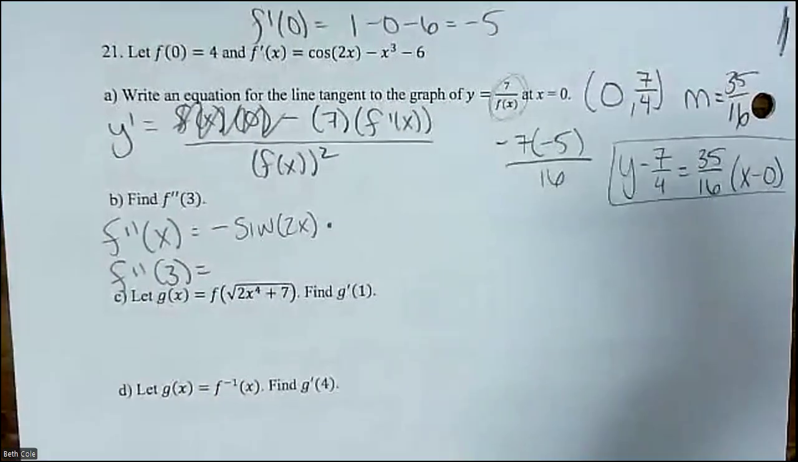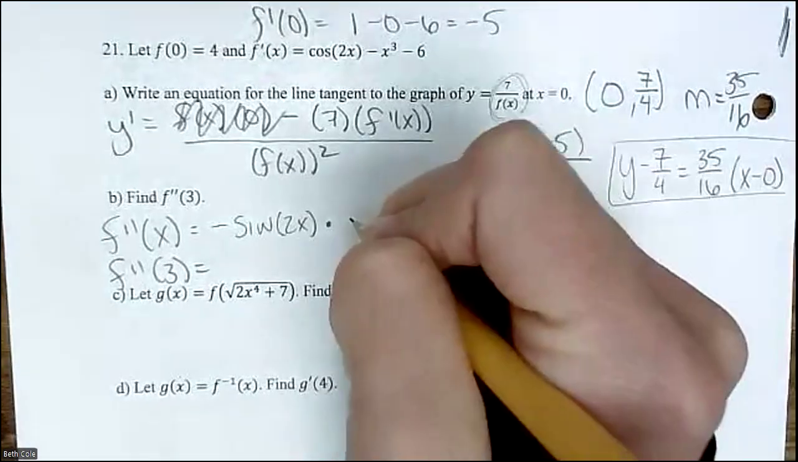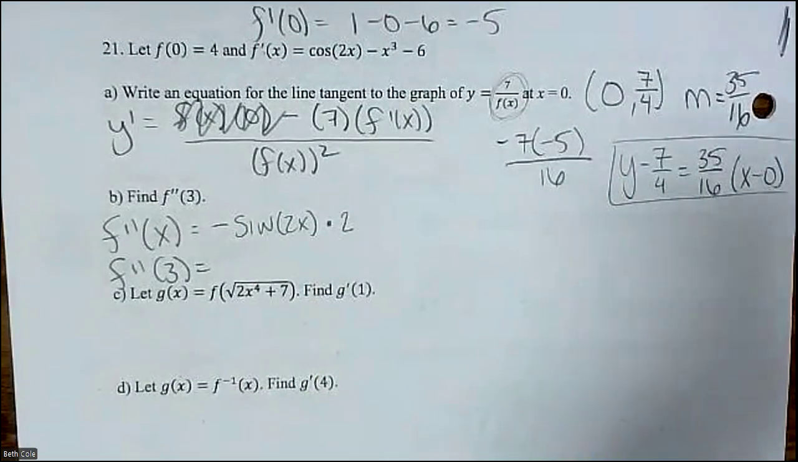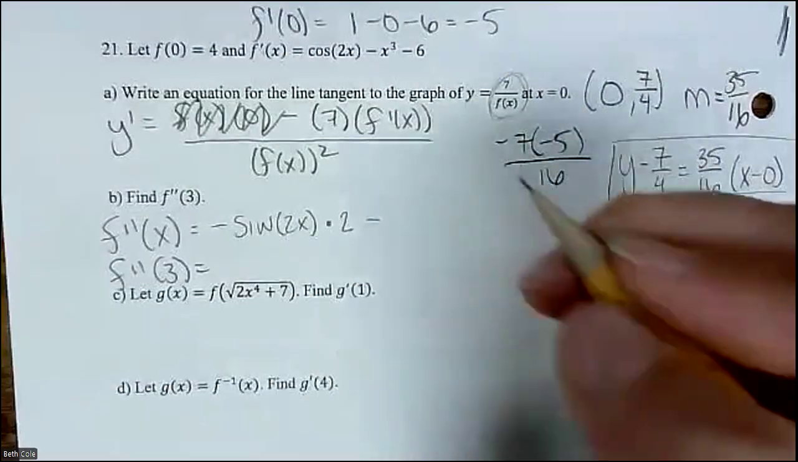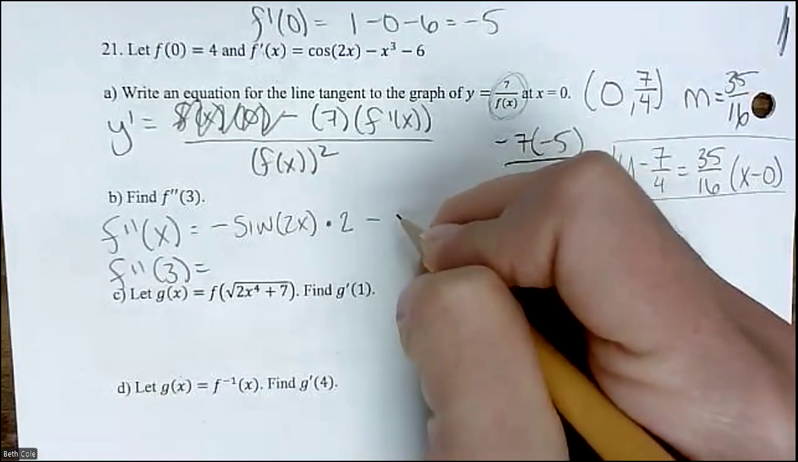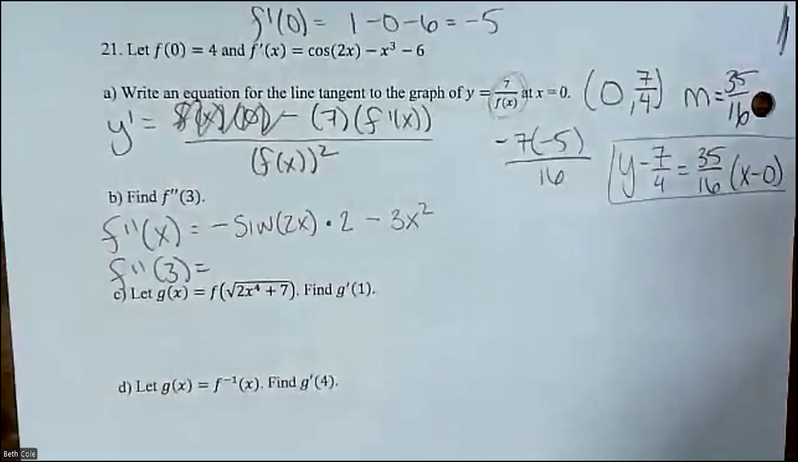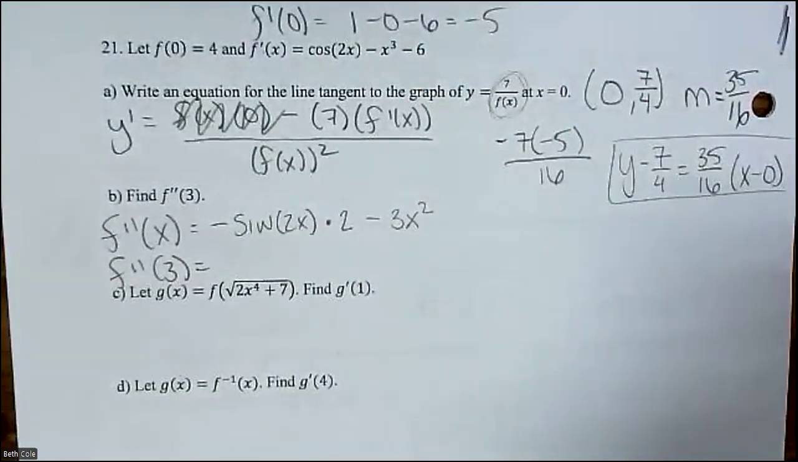And then what rule have we got there? You have to chain on a 2. Good. And then minus 3x squared, and then 6 is gone.